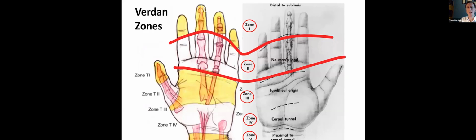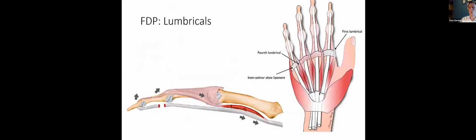Verdun gave the name to the zones of the hand, with zone 1 being from where the FDS tendon inserts onto the middle phalanx distally. So in this section, you only have the FDP tendon. Zone 2 was described as no man's land, because this is where the FDS and the FDP are both found, and it's where that chiasm is, the separation of the FDS into the two slips. And it was called no man's land, as it often had the worst surgical outcomes.